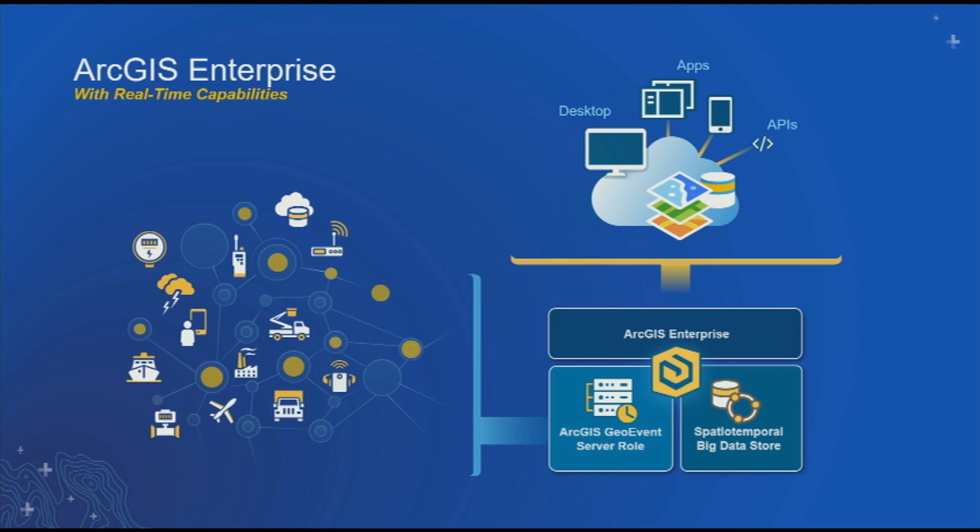So GeoEvent Server itself is a functional role that brings real-time GIS to the ArcGIS Enterprise. This product provides 5 key capabilities. The first is ingesting high volume and high velocity data from connected devices, sensors, and the larger Internet of Things landscape. High volume in this case means lots of data, and high velocity means that the data is arriving very quickly. So GeoEvent is designed to handle both high volume and high velocity data streams.